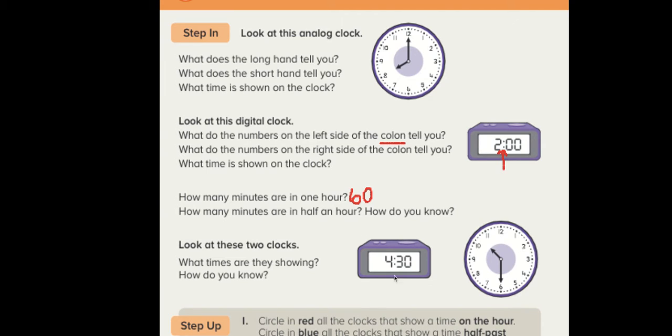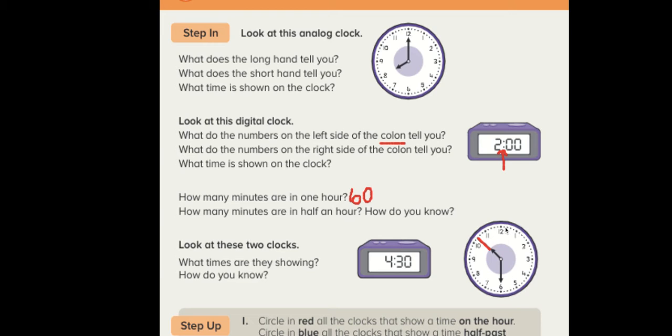So take a look at these two clocks. We have a digital clock and an analog clock. What times are they showing? I can read this one as 4:30. And this one right here, we see the hour hand is pointing right here in between the 10 and the 11. Okay, so it's not quite to the 11 yet. So the hour is going to be 10. And then the minute hand is pointing down here towards the 6.